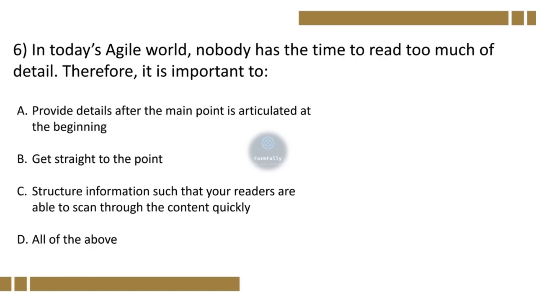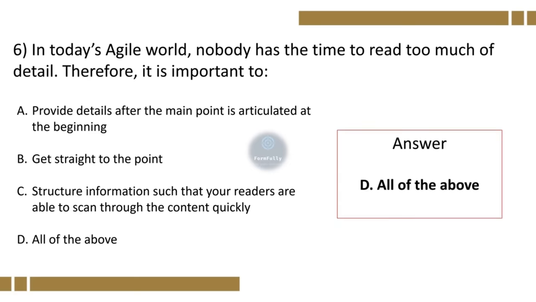Question 6. In today's agile world, nobody has the time to read too much of details. Therefore, it is important to: option A, provide details after the main point is articulated at the beginning; option B, get straight to the point; option C, structure information such that your readers are able to scan through the content quickly; option D, all of the above. And the correct option is D, all of the above.